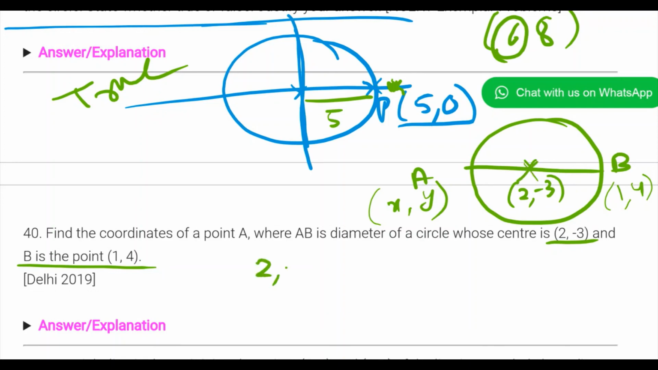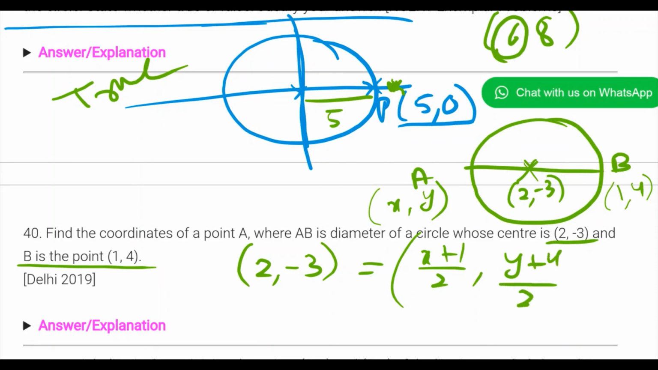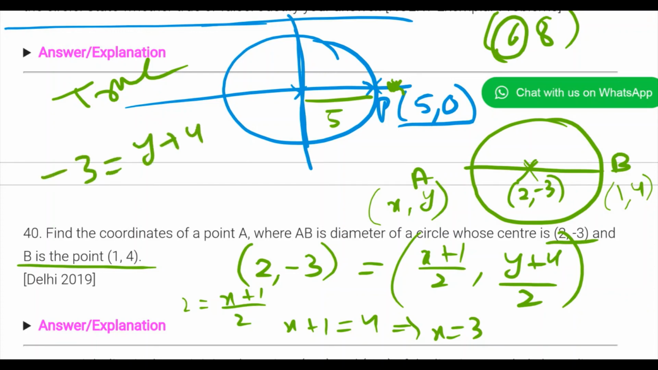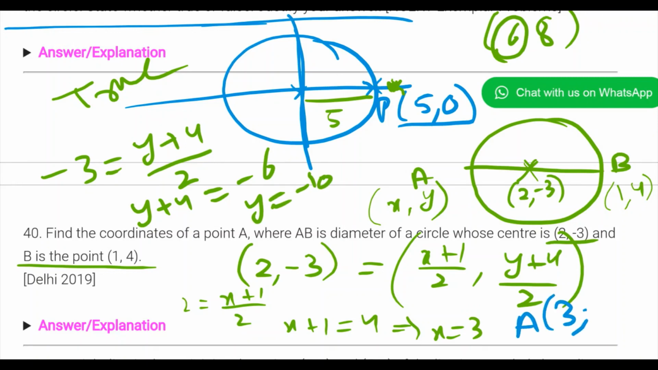So midpoint 2, -3 equals the midpoint of AB, which is x plus 1 by 2, y plus 4 by 2. Equating the x coordinate, 2 equals x plus 1 by 2, and x plus 1 equals 4, so x equals 3. Equating the y coordinate, -3 equals y plus 4 by 2, y plus 4 equals -6, y equals -10. The A coordinate is 3, -10.